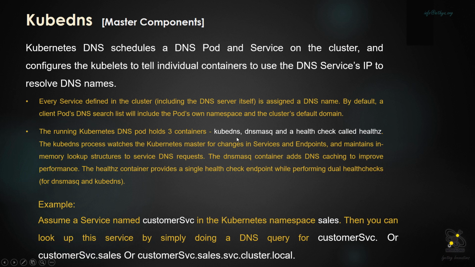So that means the kubedns container is going to act as the authoritative name server. dnsmasq is going to act as a caching name server, and the health container is going to act as a health check endpoint, performing dual health checks for dnsmasq and Kubernetes DNS.